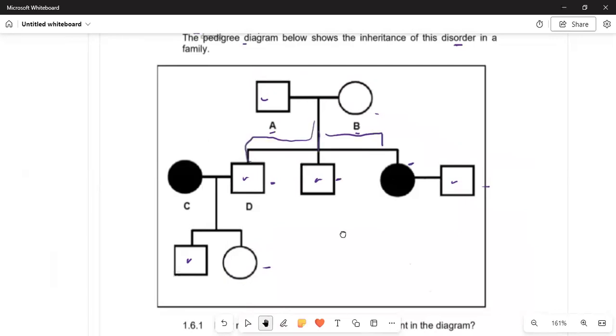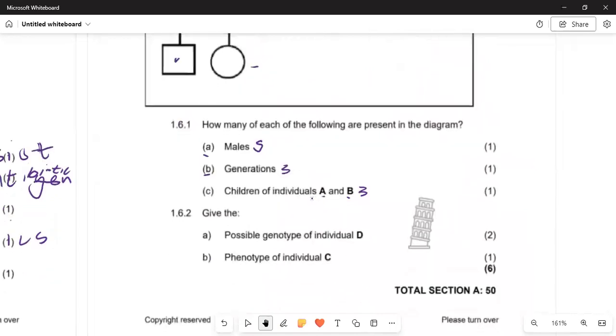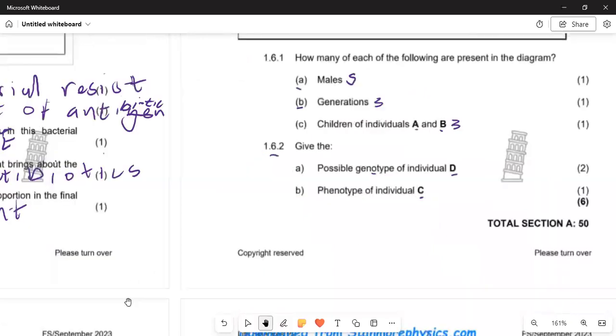If we move on again, we see that we've got some other 2 questions. In 1.6.2, give the possible genotype of the individual D. The phenotype is the physical appearance. The genotype is the genes that he carries. And then the phenotype of individual C. So we want the genotype and the phenotype.